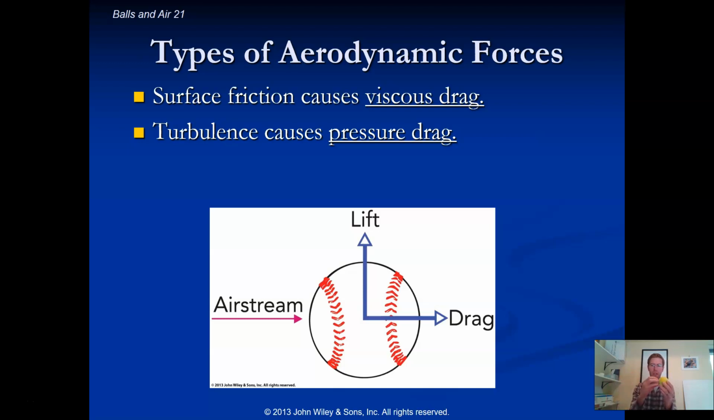But if you have turbulence behind your ball, if you have chaotic flow behind your ball, then that will generate a region of lower pressure than you have in the front of the ball, and that pressure difference generates pressure drag. So I have some pictures to help you visualize these ideas going forward, but I just want to unpack it. So air resistance is also known as drag forces.